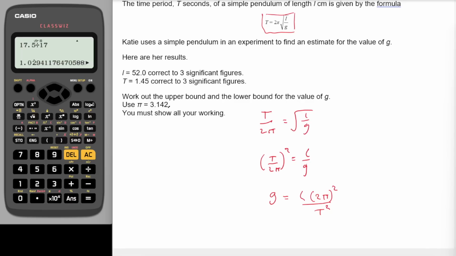Right, if I start with upper and lower bounds then, so L correct to 3 significant figures means that we've got 51.95 and 52.05, and for T we've got 1.445 and 1.455.